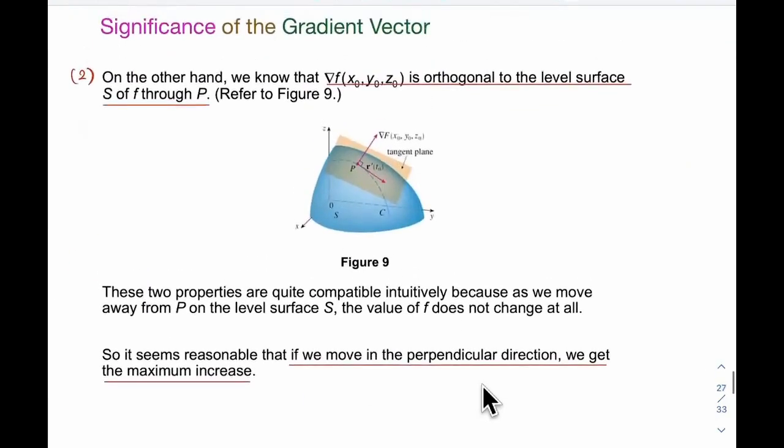Okay, number 2, the significance of the gradient vector. Maybe ask, say, who want to read this? Matthew read that one many times. You want to do it again?